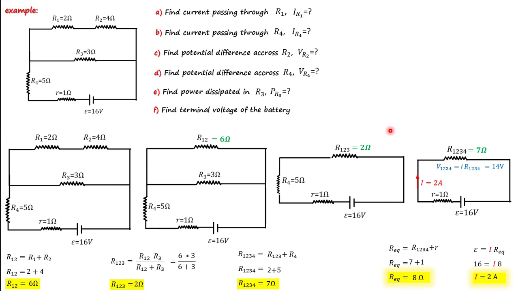Now we are going back. So I'm just going to take a look at this circuit. You see R1234 consists of R123 and R4, and they are in series. That means I have to get the current information from the previous one. So I'm just going to get this information. So that means the current of this circuit is 2 ampere.